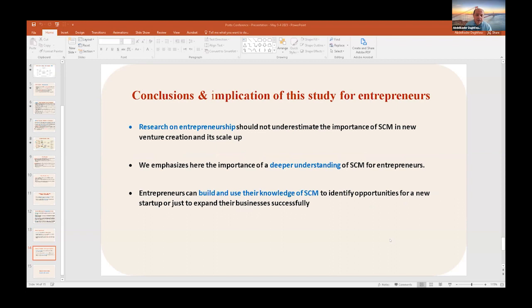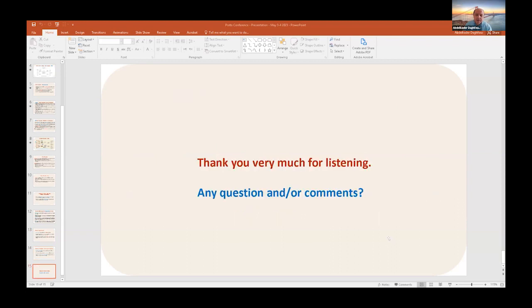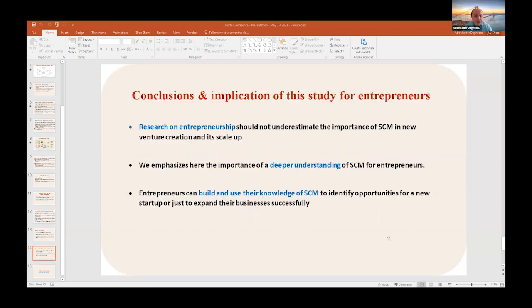What I have not done yet in this study, before I finish here, is look specifically at how entrepreneurship can help supply chain management. That's the other side of the integration. So I looked at one way, which is the contribution of supply chain management for entrepreneurship, but not the other way. The other way is the focus of my next study, not this particular study.